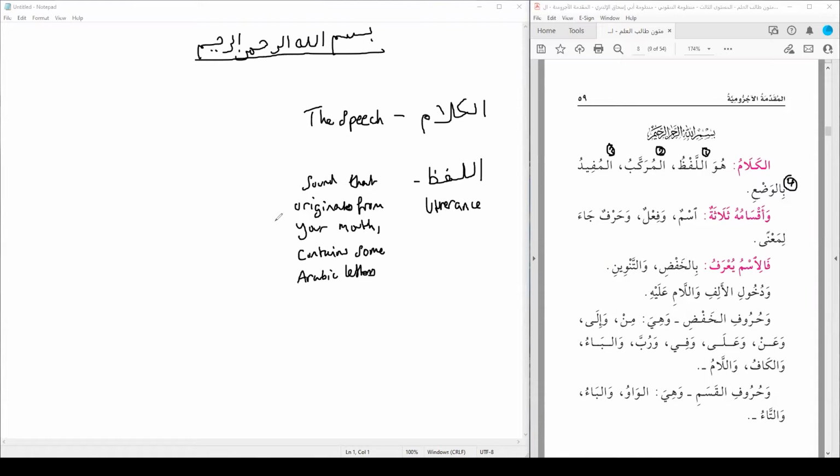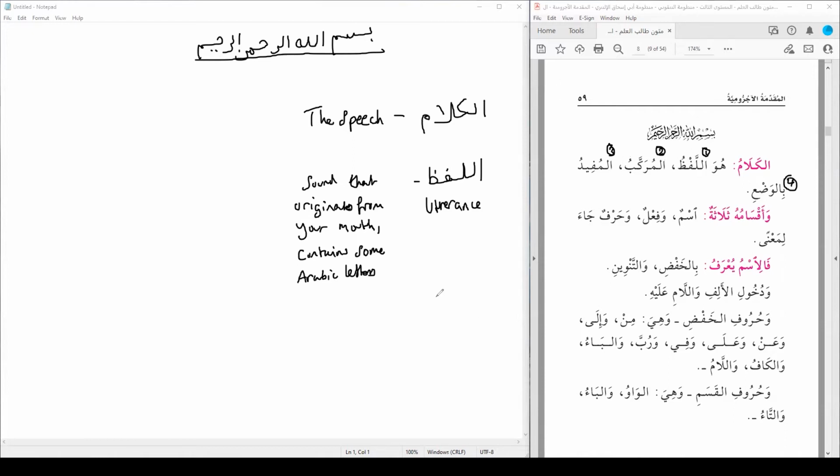So for kalam, Arabic speech, according to the grammarians, it has to originate from your mouth. If you do, for example, some sort of gesture with your hands or otherwise, it's not considered to be speech. Or if there's a sign, neither is that considered to be speech. Or if you do writing, that is not considered to be al-kalam, Arabic speech, according to the grammarians. So it has to, number one, originate from your mouth, according to the word al-lafdhu.